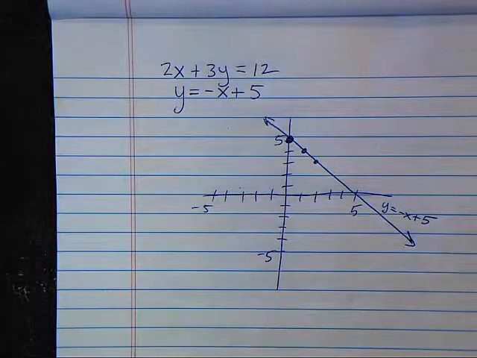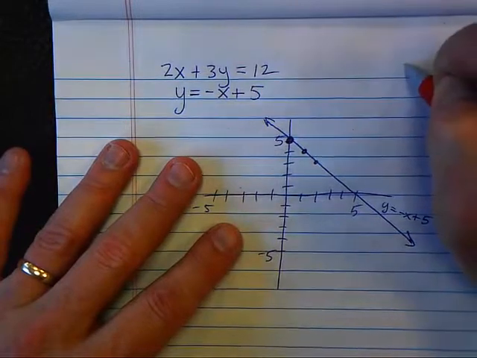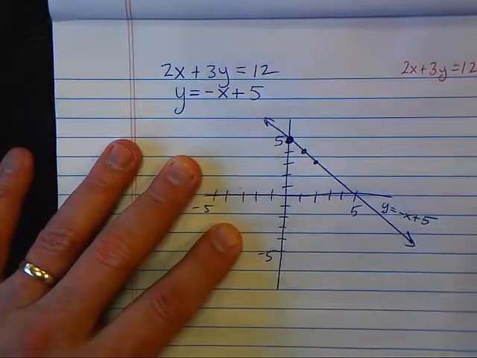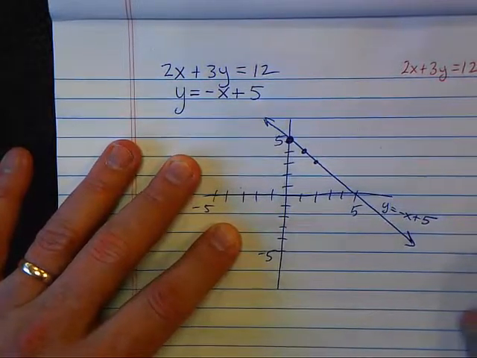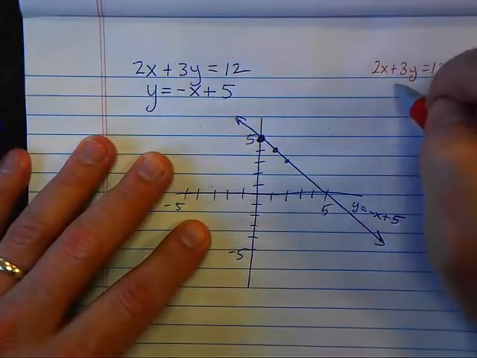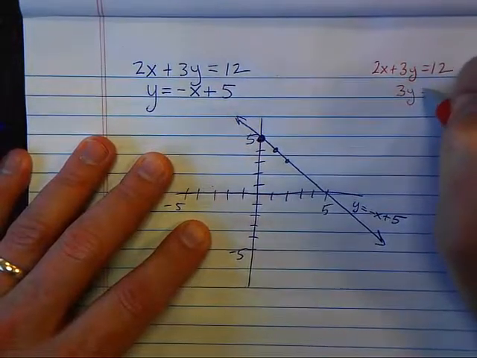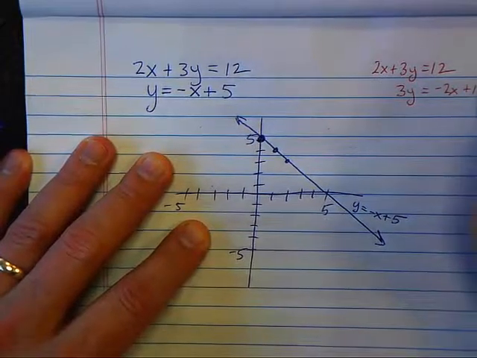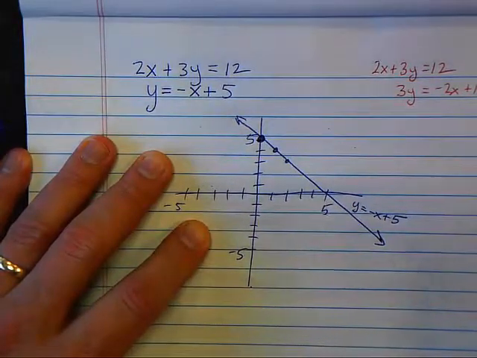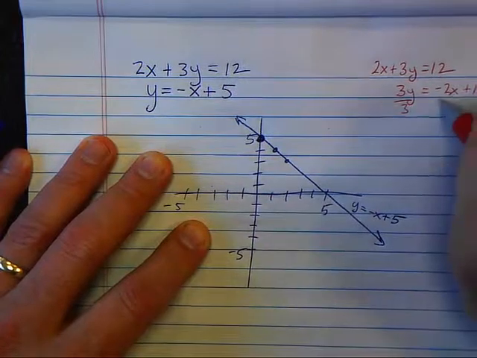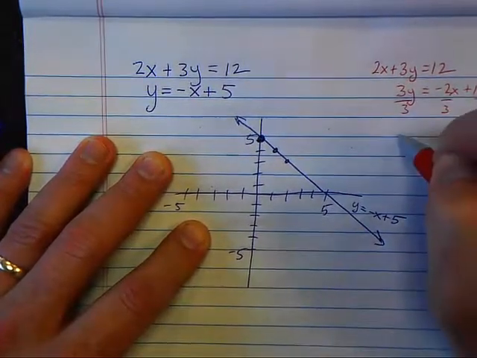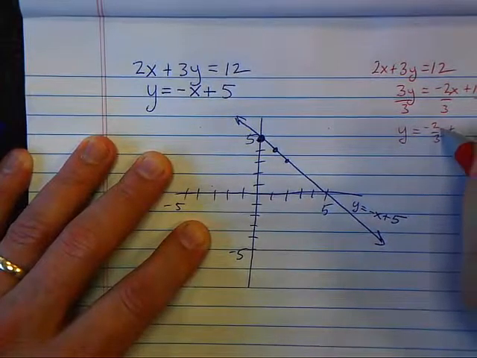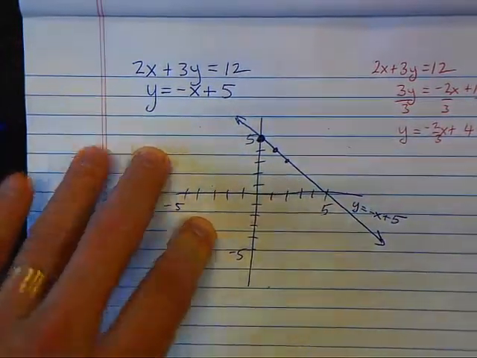Okay, that's a good way to do it. So I got to do some work here on this one. 2x plus 3y equals 12. So to get y all by itself, what do I do? Subtract 2x on both sides. So 3y is minus 2x plus 12. And then I have to divide by 3, and make sure you divide by 3 everywhere. Y equals minus 2/3 x plus 4.